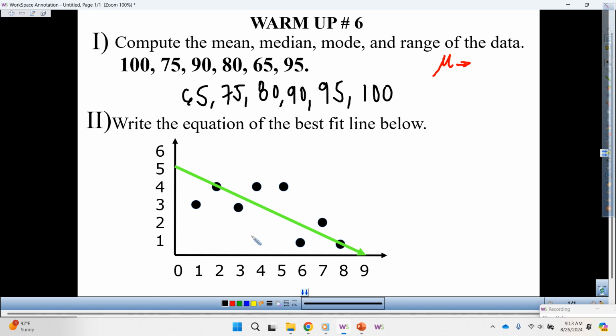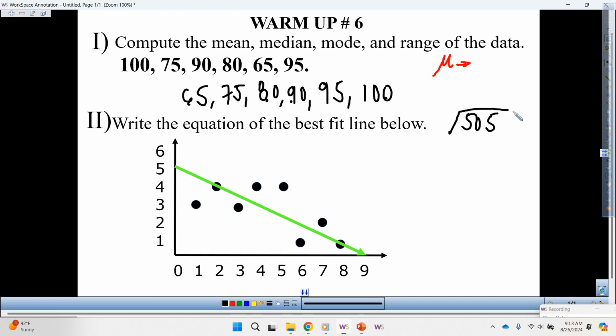So let's see. We got 65 plus 75, that's 140. 220, 330, 430. Is it 525? What is it? 520? 505. Yeah, I meant to say that.